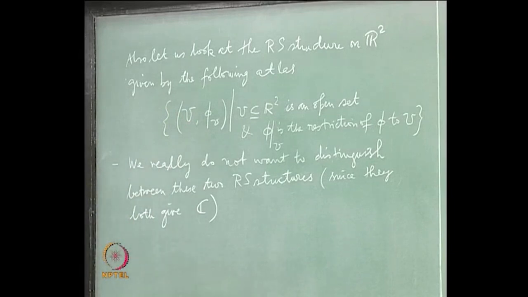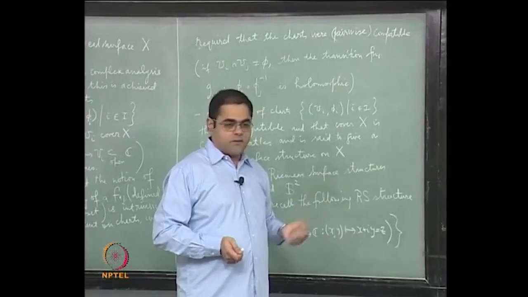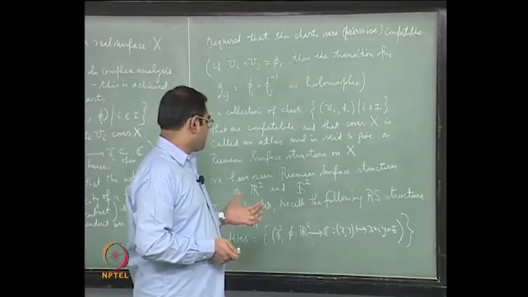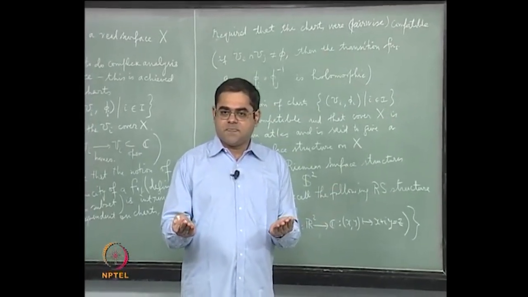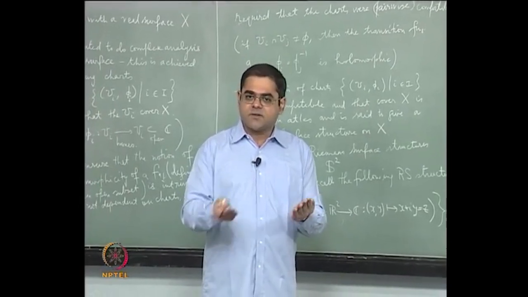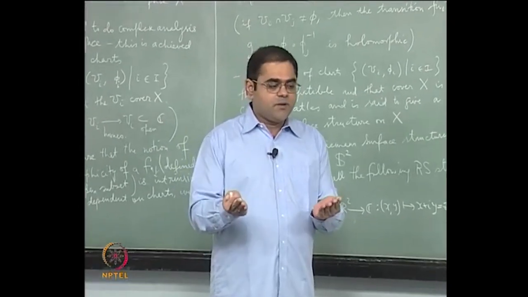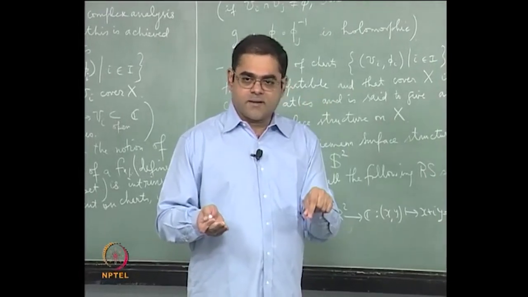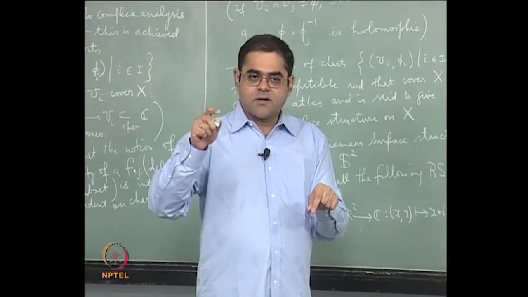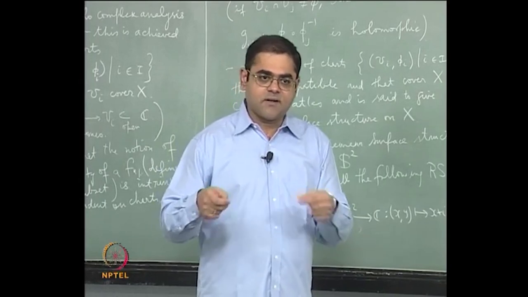That is the motivation. Okay, so what do we put into the definition to make sure that we don't really distinguish between such things? So we do the following thing. You take two possible atlases which give Riemann surface structures on a given surface, and then you define them to be equivalent if every chart in one atlas is compatible with every chart in the other. Okay, you put this equivalence condition.